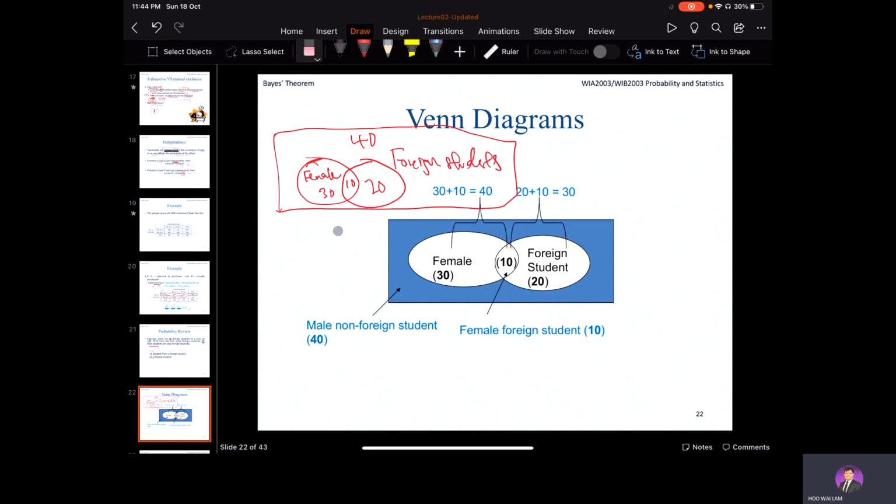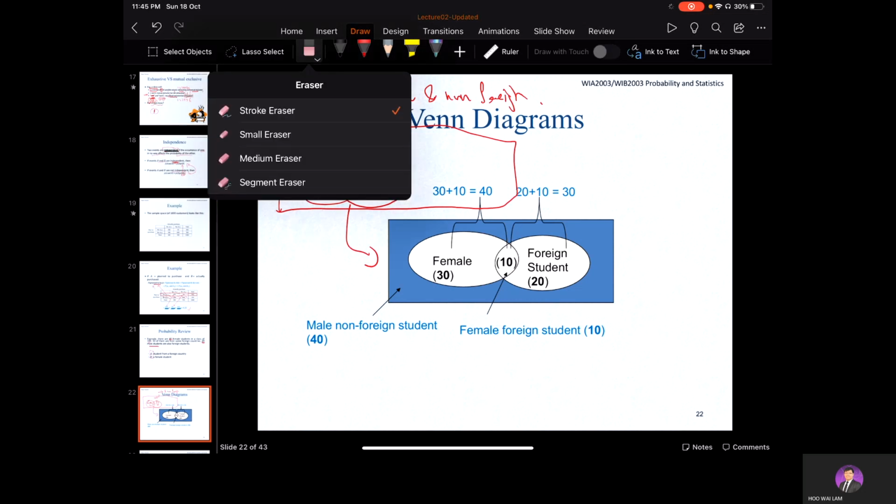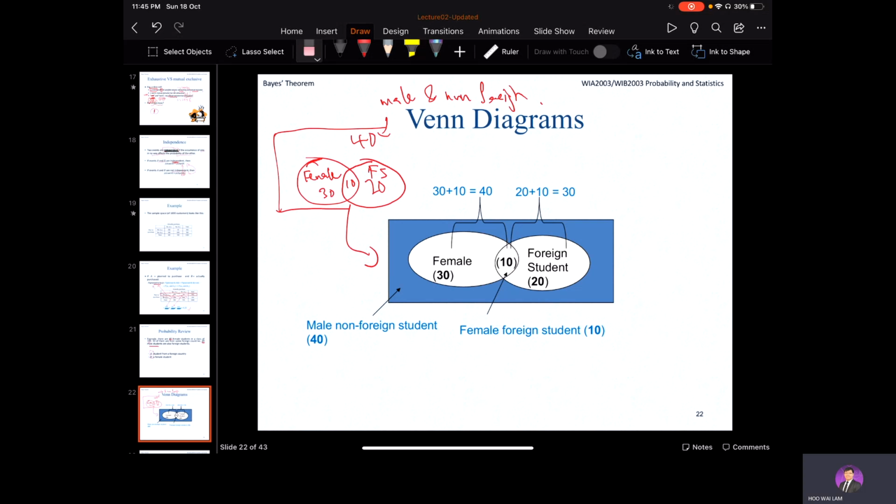What else is confusing? And then foreign student, I put just FS over here. And this one is actually male and also non-foreign. And this is how you are getting this. All right. Okay. So this is how you are getting this one based on here, right?